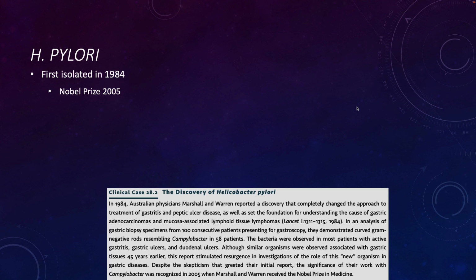In an analysis of gastric biopsy specimens from 100 consecutive patients, they demonstrated curved gram-negative rods resembling Campylobacter in 58 patients. The bacteria were observed in most patients with active gastritis, gastric ulcers, and duodenal ulcers. Although similar organisms were observed associated with gastric tissues 45 years earlier, this report stimulated resurgence in investigations of the role of this new organism in gastric disease.